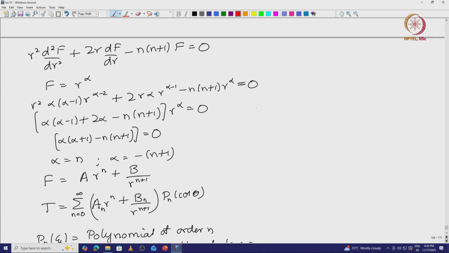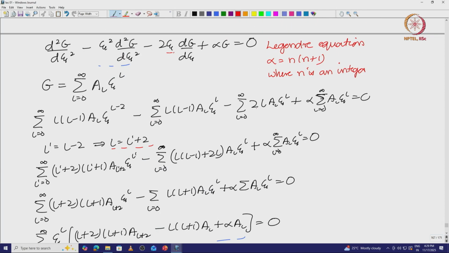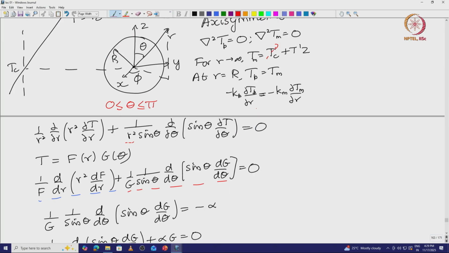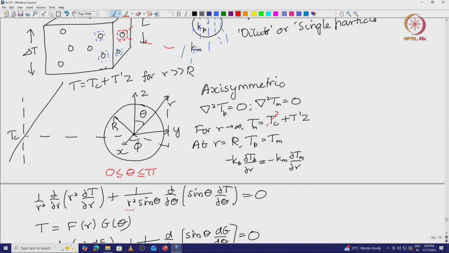Our original problem was to solve the heat conduction for a sphere that is placed in a linear temperature field far from the sphere. Now, we have got the solution. This solution is applicable both for the particle and for the matrix. Coefficients have to be determined from the boundary conditions. How do we determine these coefficients? We will continue that in the next lecture. I will see you then.